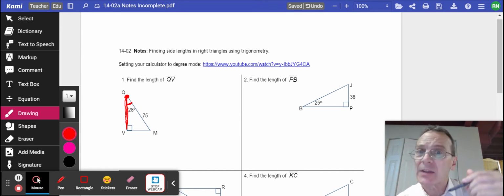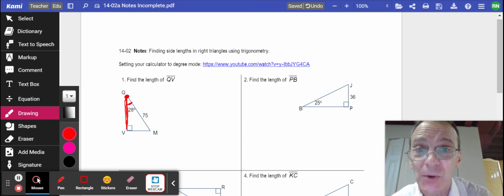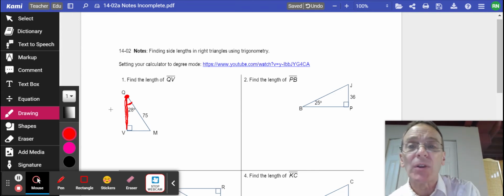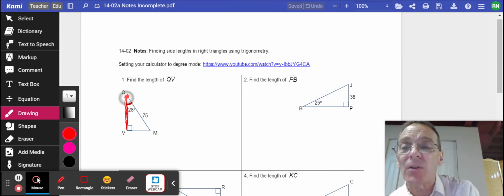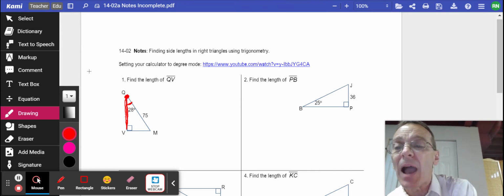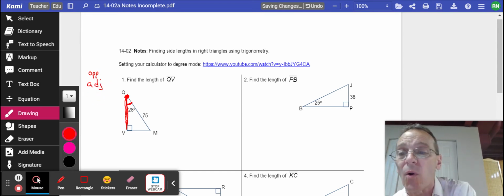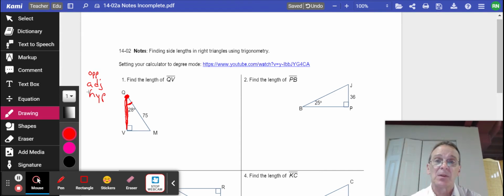And then you've got to train yourself to ask yourself, which side am I looking for in this triangle? From angle Q's point of view, am I looking for the opposite side from that 28-degree angle, the adjacent side to that 28-degree angle, or am I looking for the hypotenuse of the triangle?